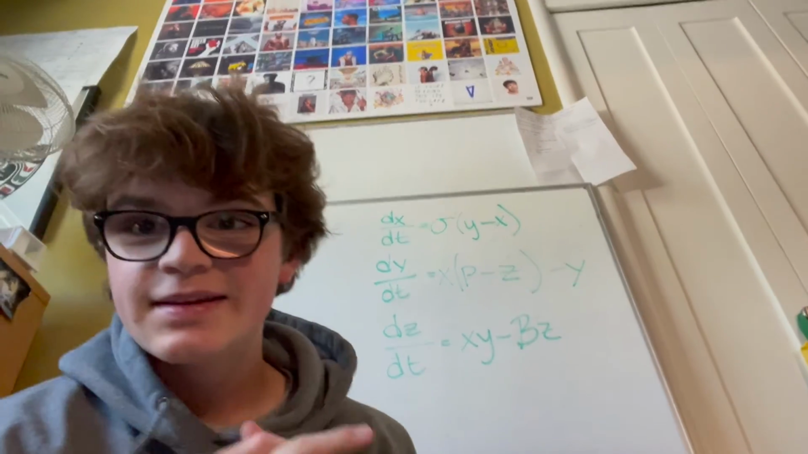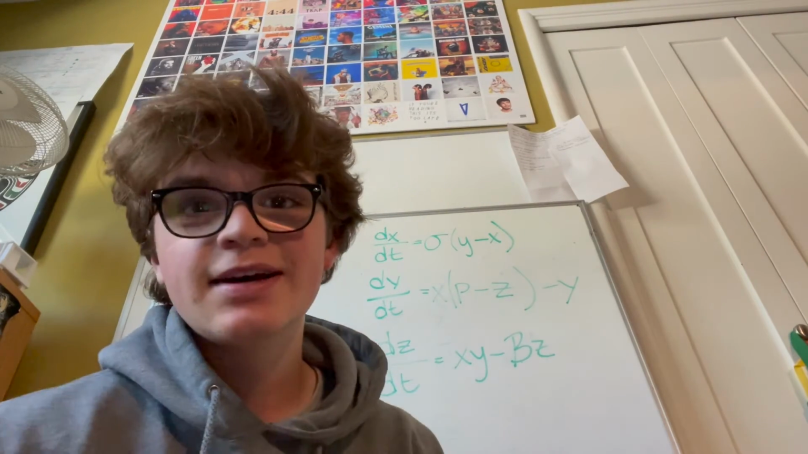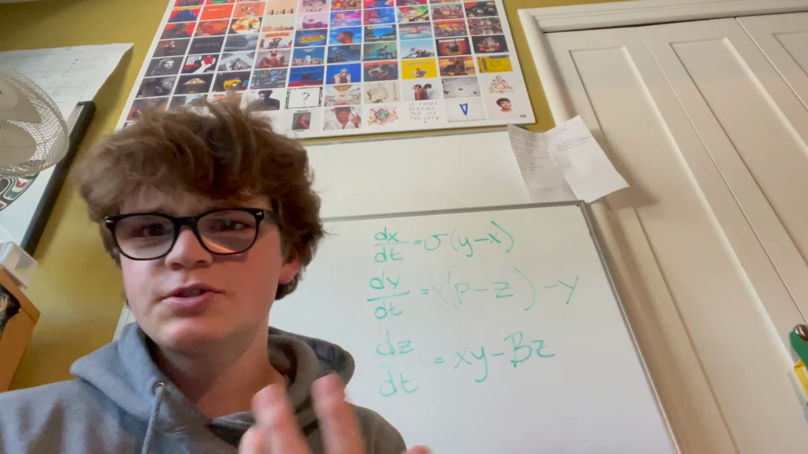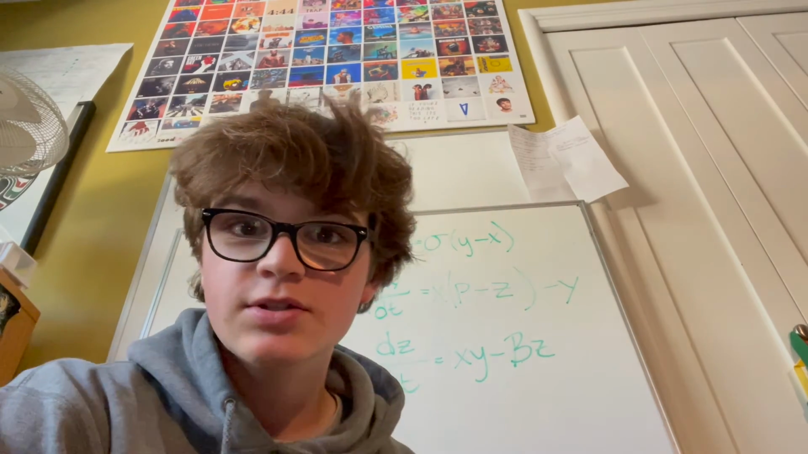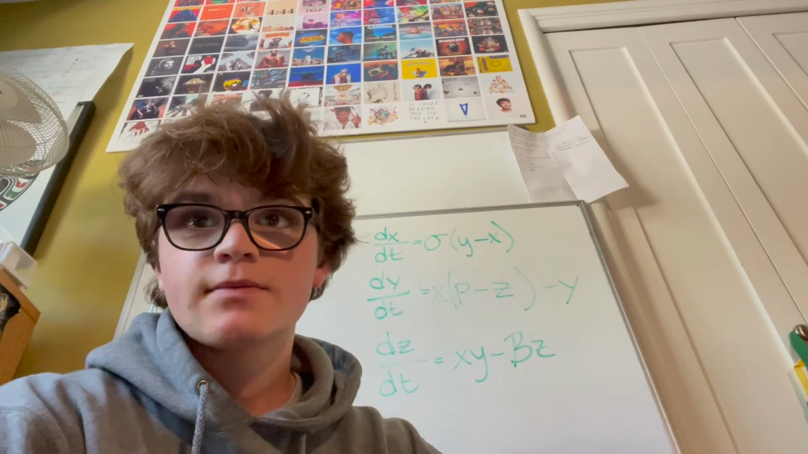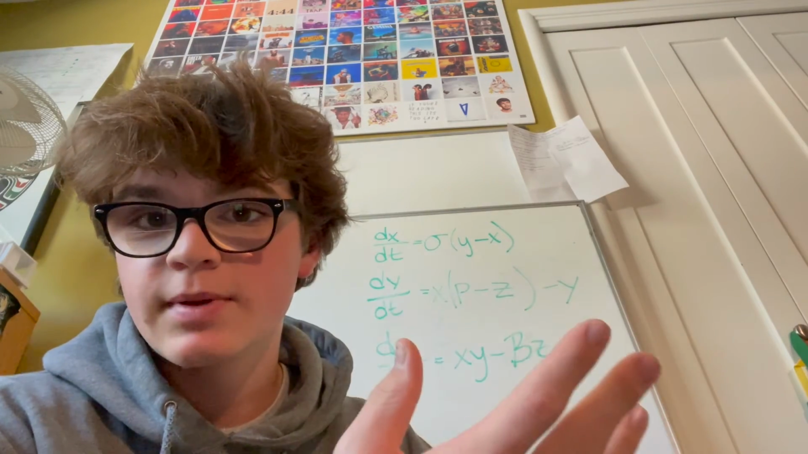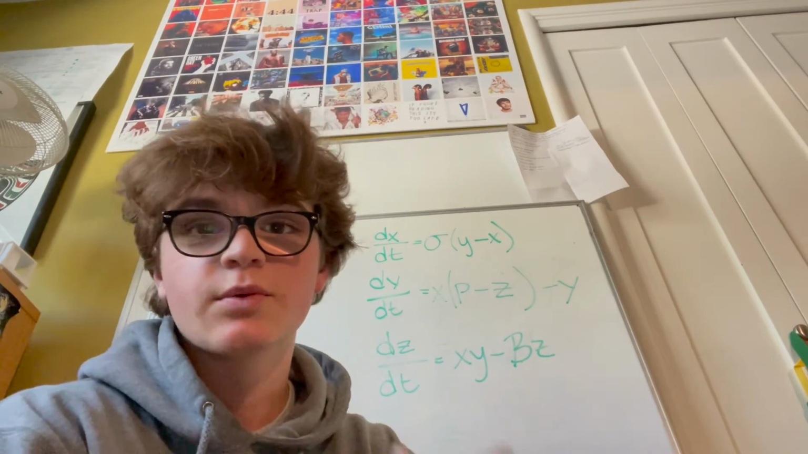Okay, so there's this mathematician in the 1960s. His name was Edward Lorenz, and he was trying to create equations to deterministically figure out what the weather was going to look like in the future. So what is a deterministic equation? What is a chaotic equation?